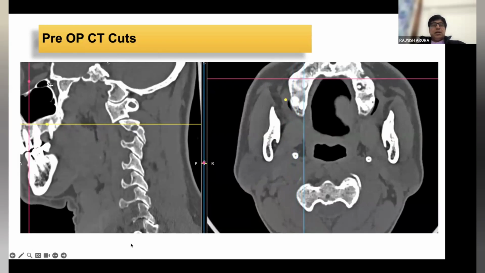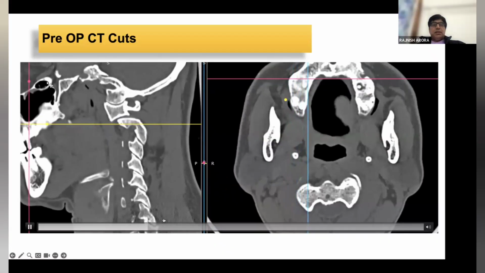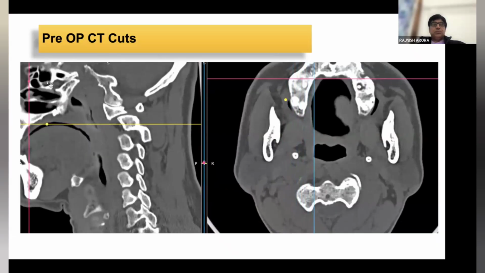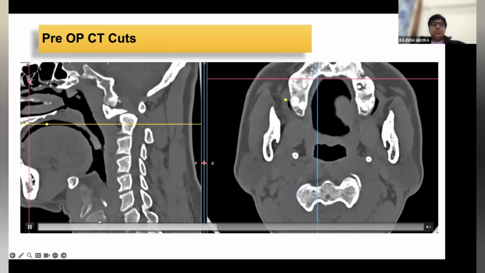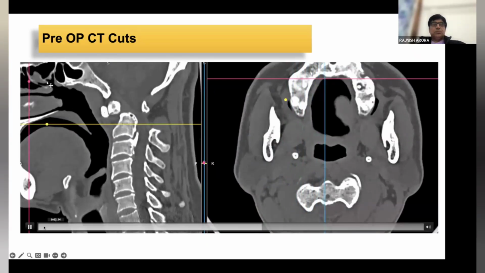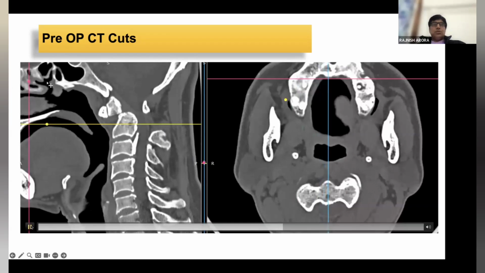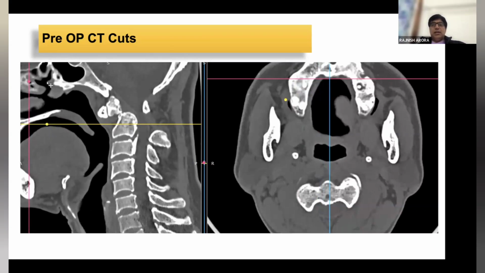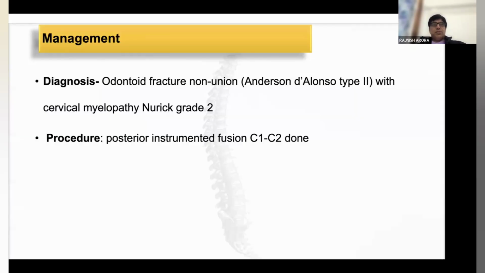So there was a significant misalignment there, and this was the segment which was moving ahead, and as you can see, there was no cortex on the inferior side, so this doesn't qualify for an os odontoideum kind of thing. So preoperative CT: it was a non-united type 2 odontoid fracture, with cervical myelopathy.